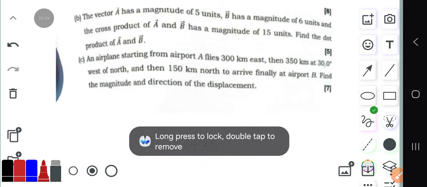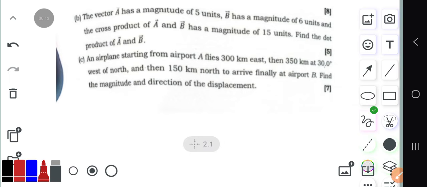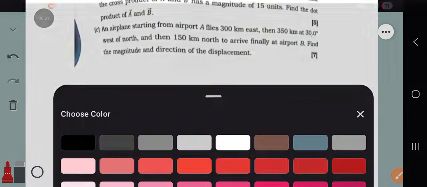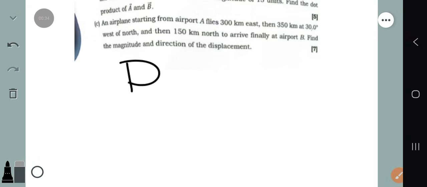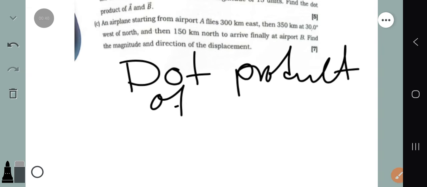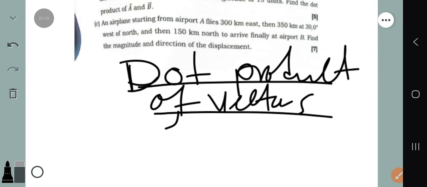Today, as I promised, I just want us to focus on vectors. The part we are going to focus on under vectors is the dot product and the cross product, right? The part I want us to focus on today is the dot product. Dot product of what? Vectors. Dot product of vectors. So this is the part that I want us to focus on.